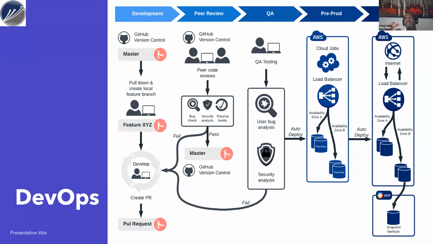Then you have what we call peer review. Peer review is all about reviewing the code, seeing what is going on. You use some tools to help you with the code. That's peer review. It's all about using tools in GitHub and pulling your code from GitHub. GitHub is a repository.